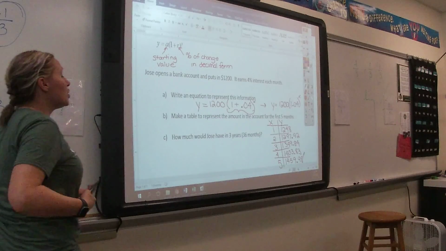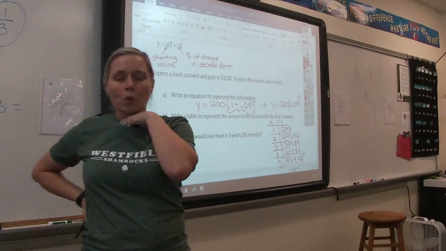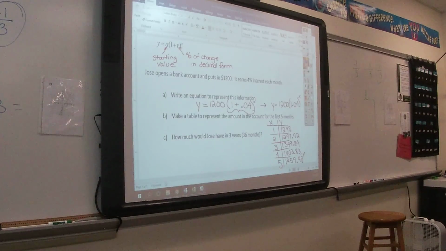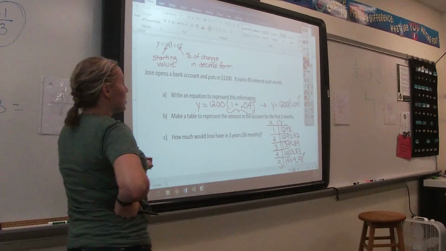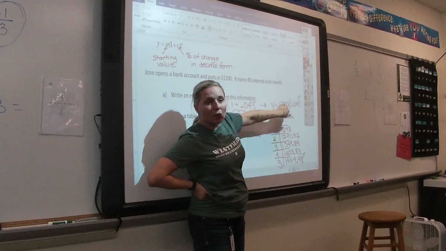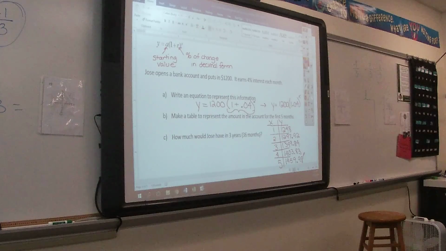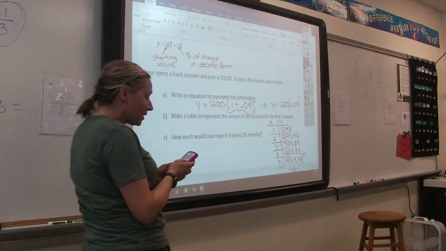So if we want to know how much Jose would have in 3 years, what would we need to do? Wouldn't you multiply? 12 times 3. Right, so this 36 months is because this was all based on months. So we have to make sure whatever value we're plugging in is based on that same time frame. Okay, so we'll take that same equation, but now we'll plug in 36.